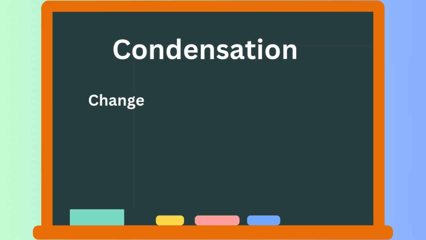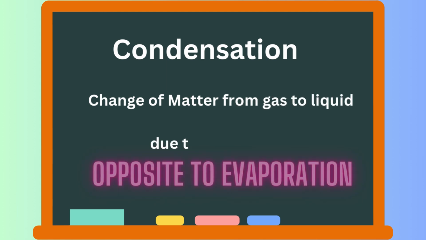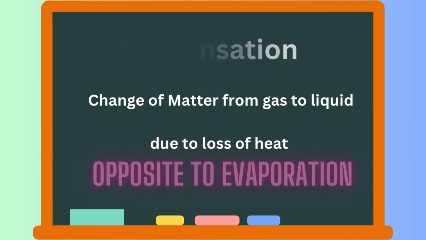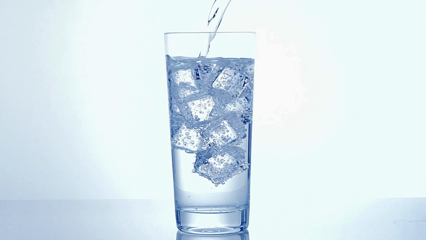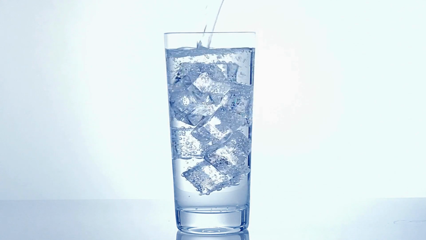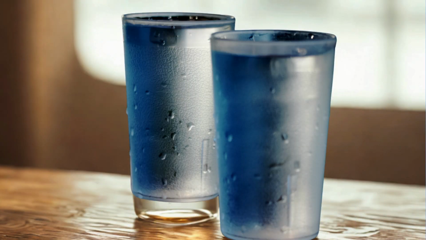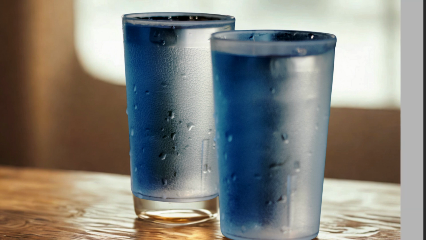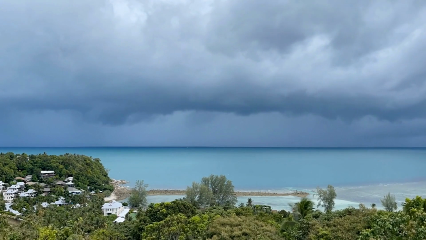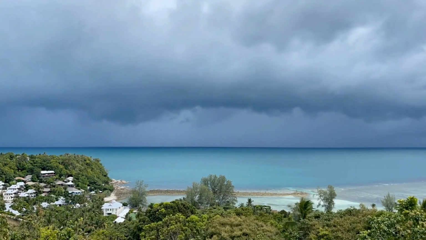Next, we have condensation. Condensation is when a gas turns back into a liquid. You've probably seen this when you place a cold glass of water on a table. After a while, water droplets form on the outside of the glass. That's condensation. The water vapor in the air cools down and changes into liquid to form clouds.